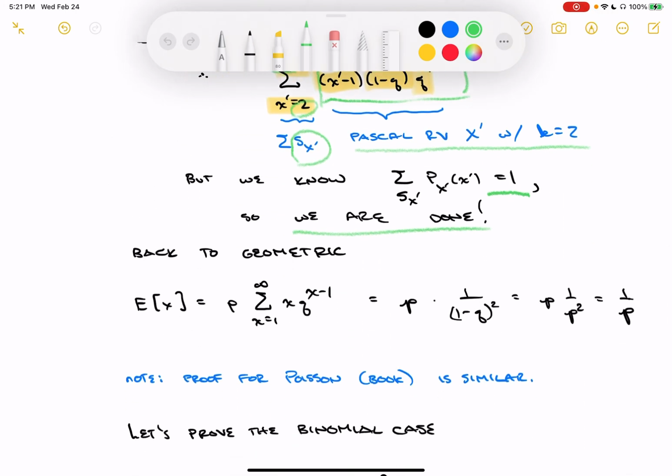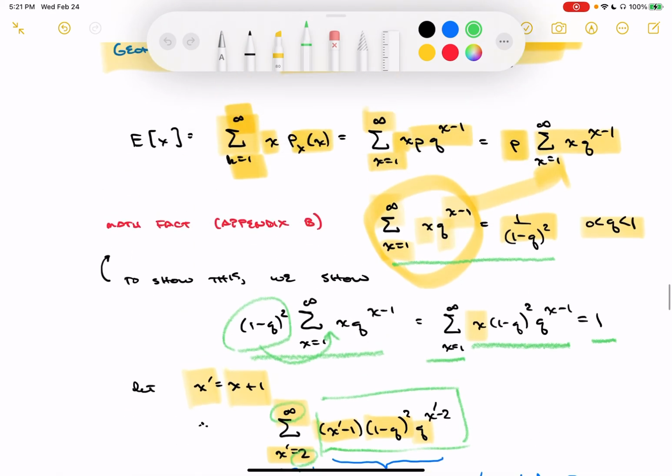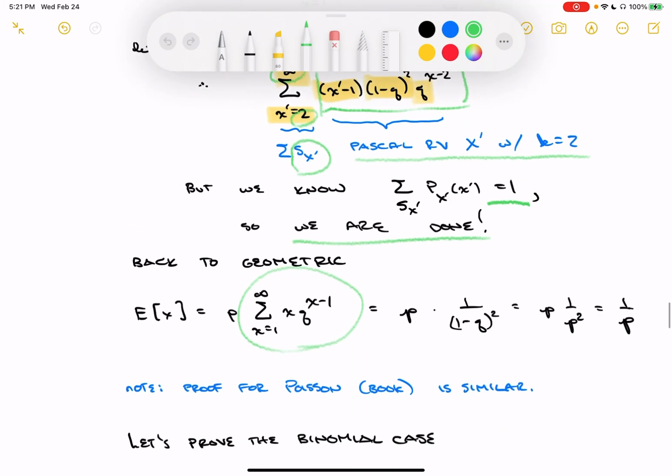I knew that I needed to do something with this guy sitting out there. I just showed that that guy times 1 minus q squared had to sum to 1. So that whole thing is going to go to 1 by 1 minus q squared, which was the math fact. And what do I know as q? Q is the complementary probability to p, so 1 minus q is p. That gives me p squared. P over p squared is just 1 by p, which is where I wanted to get.